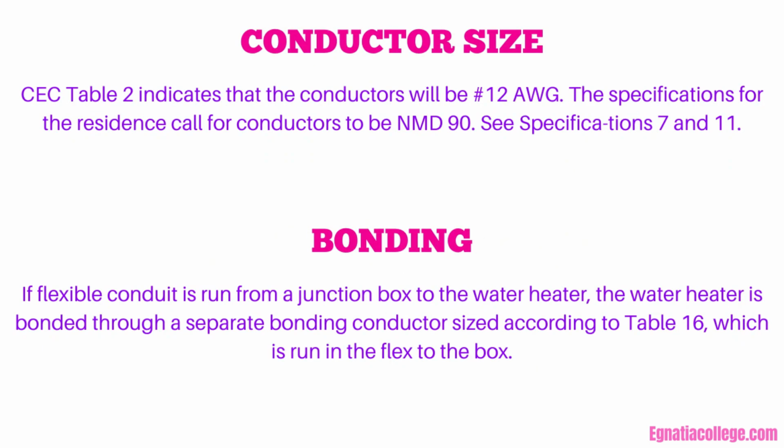Conductor size. CEC Table 2 indicates that the conductors will be number 12 AWG. The specifications for the residence call for conductors to be NMD 90. See specifications 7 and 11. Bonding. If flexible conduit is run from a junction box to the water heater, it is bonded through a separate bonding conductor sized according to Table 16, which is run in the flex to the box.